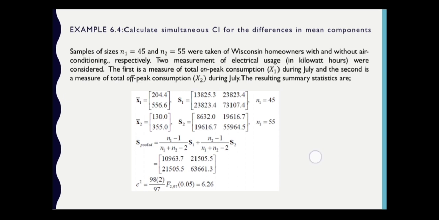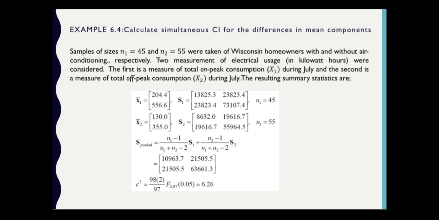So we have two populations and we have two variables. So kita punya variable adalah electrical usage on peak and electrical usage off peak. Okay. Alright, so the information given here, dia bagi you X1 bar, X2 bar, as I mentioned before this.